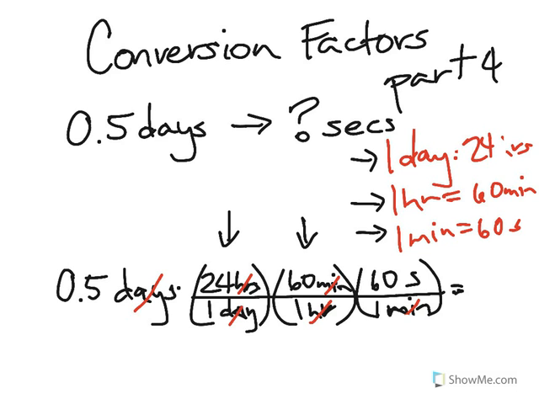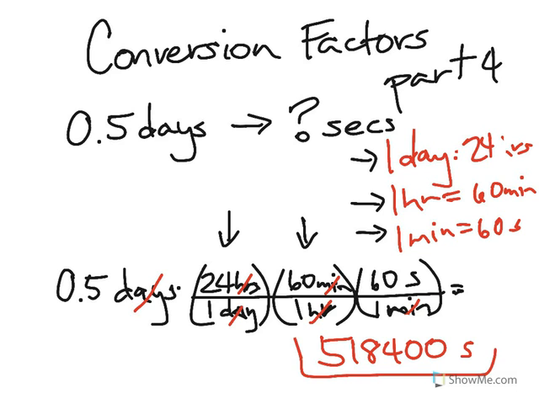So now let's go ahead and perform the calculation. 0.5, which is really 12 hours, times 24, so 12 times 60 times 60, and ultimately that gives us 518,400 seconds. And this is our answer. Now, if we wrote this with correct significant figures, by the way, we would have to round this to 500,000 seconds.